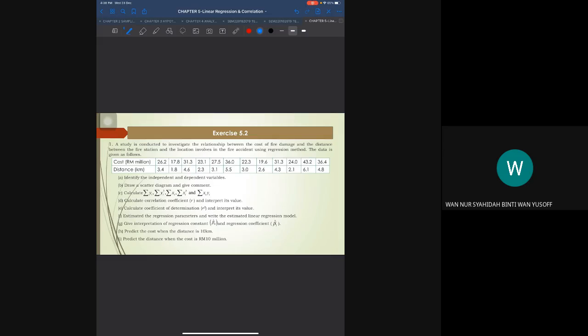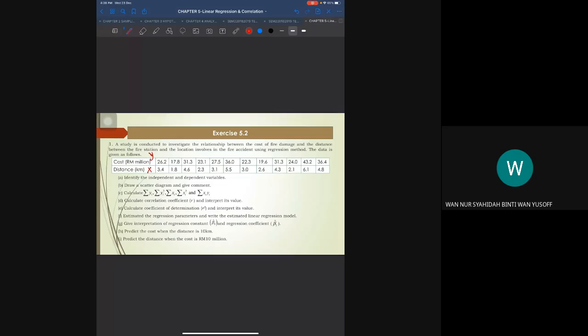So this is what I said. There is no specific rule to decide on the X and Y. It depends on the question and also depends on common sense. I use common sense to decide which one is X and which one is Y. So cost is your Y, and distance is your X.